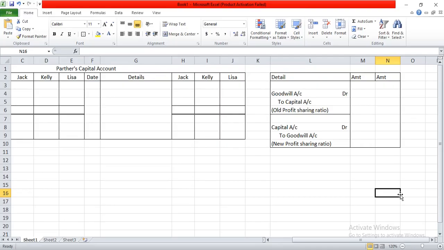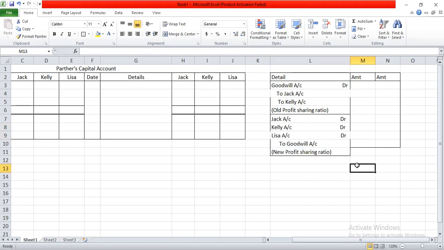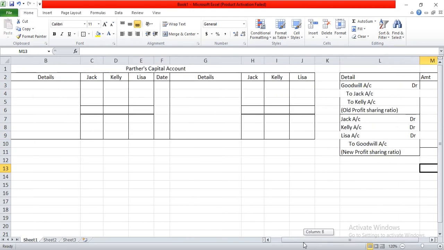So here I made a format where the journal entries are given: goodwill account debited to capital accounts, and capital accounts debited to goodwill account. This capital account will be replaced by the partners' names. We have Jack and Kelly in the old profit sharing ratio, and now we can have three partners' accounts. I have the partners' capital accounts prepared here. As per this question, they have a balancing figure, and their amounts are 33,000 and 71,000.